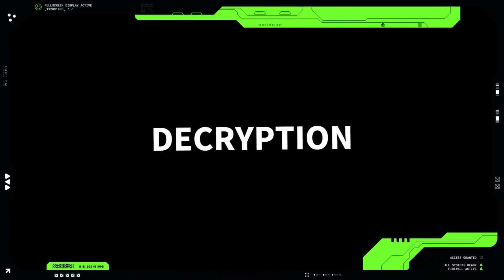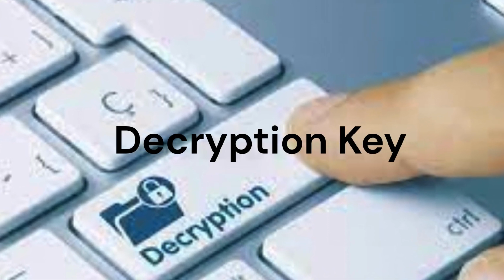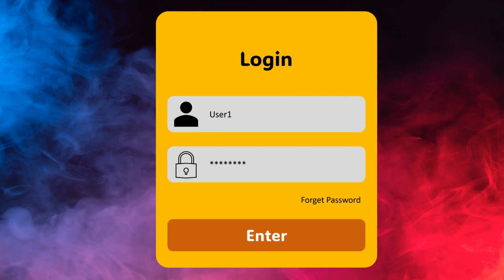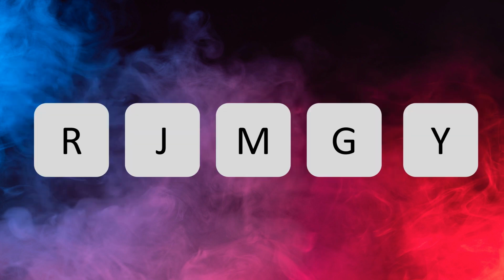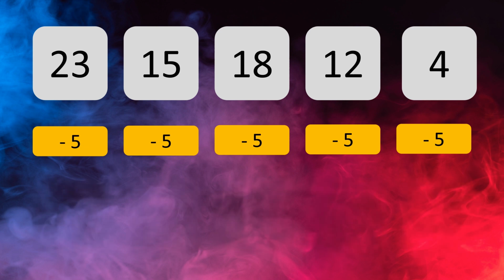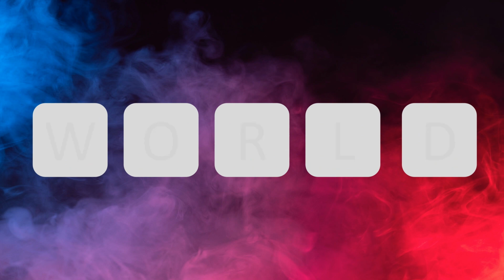And now moving on to decryption. To decrypt the ciphertext and recover the original plaintext, the recipient uses the corresponding decryption key. After you click on the submit button, your encrypted password will be sent to the servers for checking, and they will use the encryption key to decrypt your password, so that they can check whether the password is correct. Once it is checked, it will be encrypted again and the process repeats.